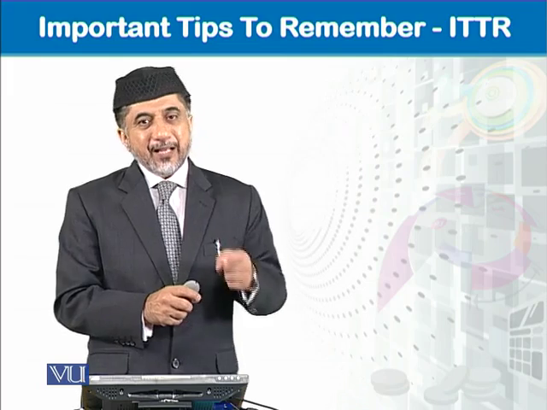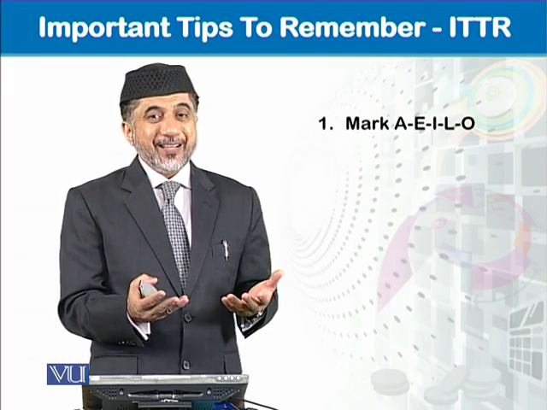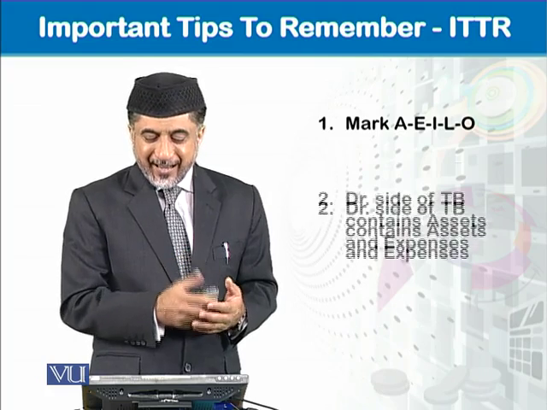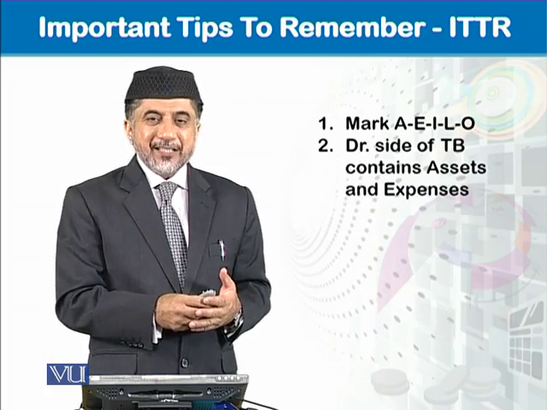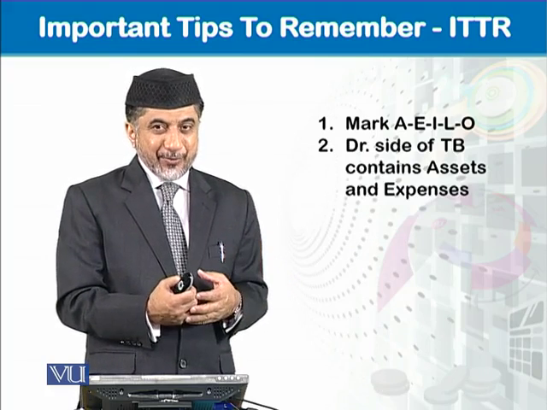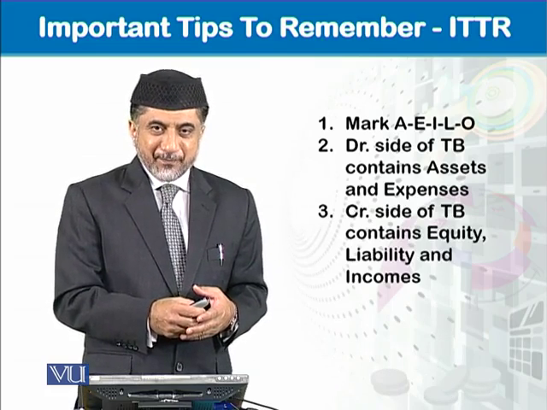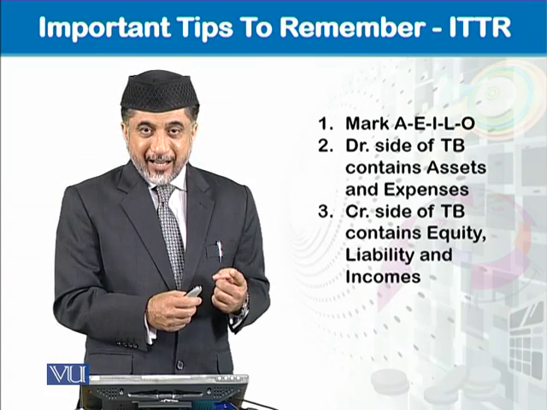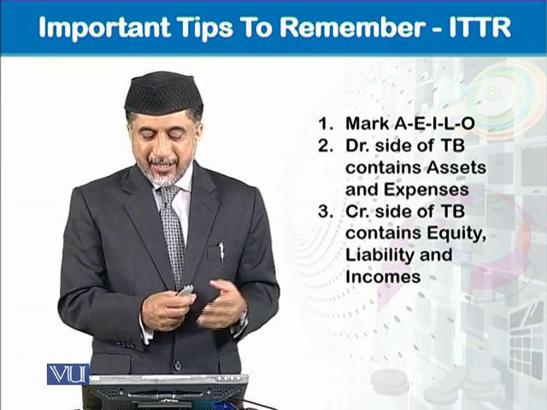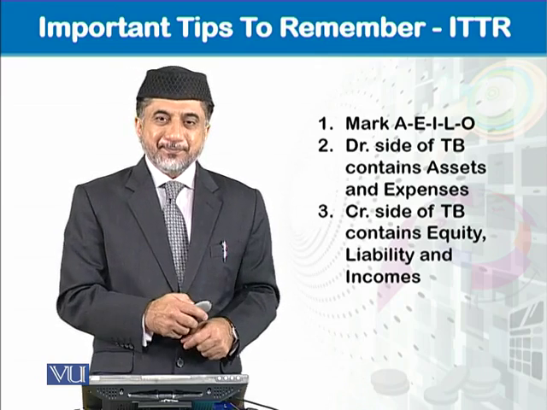So the important tips in this module are that mark AILO. Okay? You got AILO? Well, so mark AILO, and then the debit side of the trial balance contains assets and expenses, the first two parts of AILO. And the credit side of the trial balance contains, yes, I for income, L for liability, and O for owner's equity. So these you will find in the credit side of the trial balance.